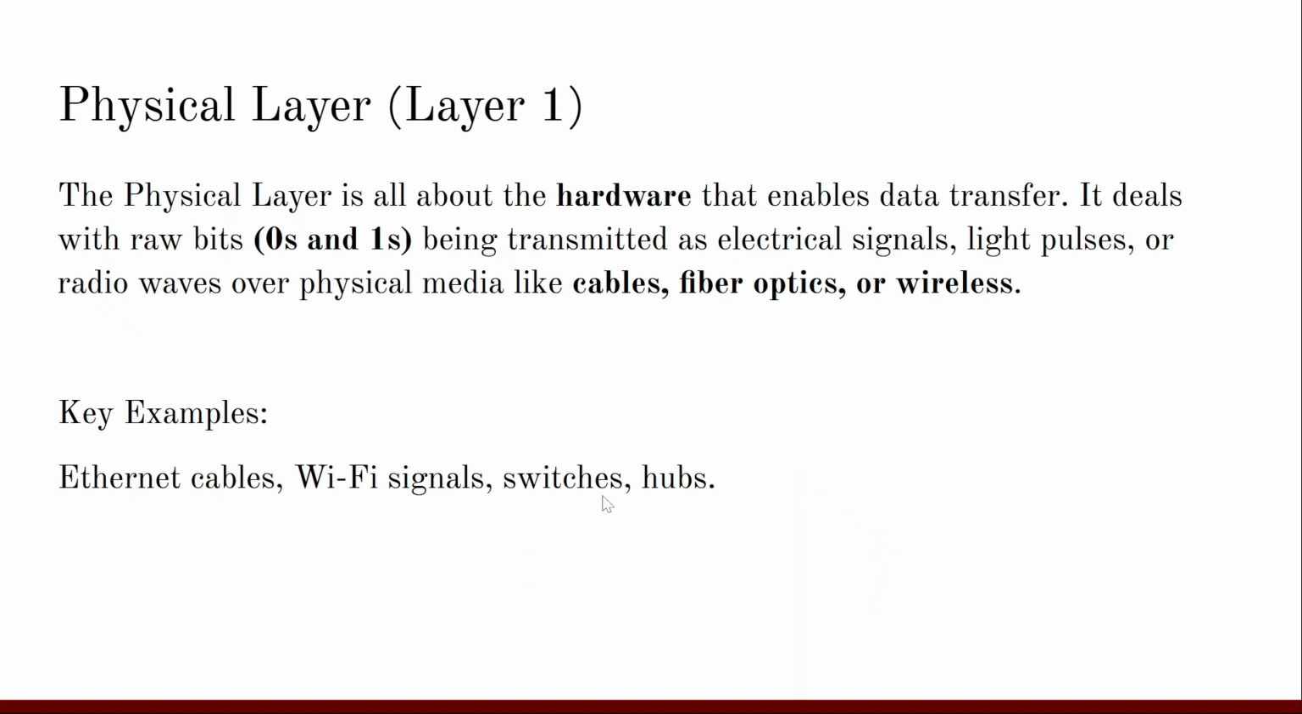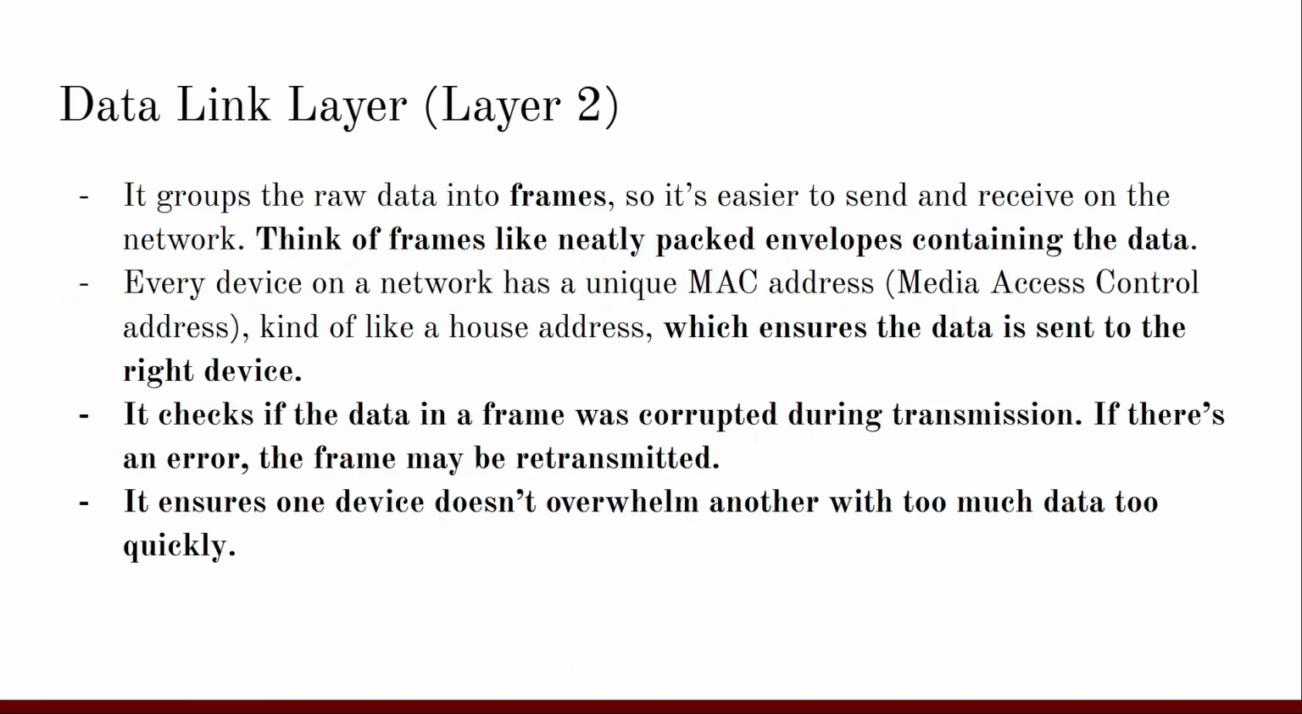And then key examples are the Wi-Fi signals, hubs, and Ethernet cables on the physical layer. Then the data link layer, where the data will be in the form of frames. Think of frames like neatly packed envelopes containing your data. This layer also ensures the data is sent to the right device, and checks if the frame was corrupted during transmission. If there is an error, then the frame may be retransmitted. This layer is also responsible for retransmission.